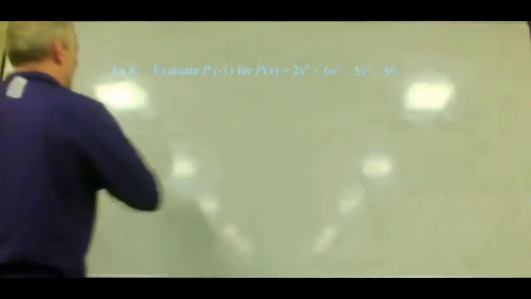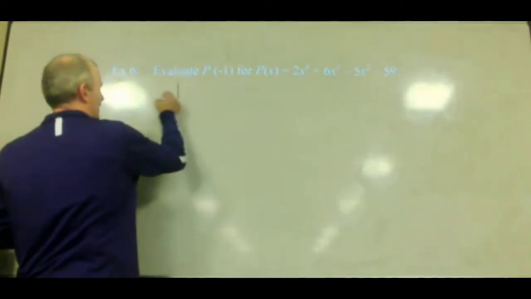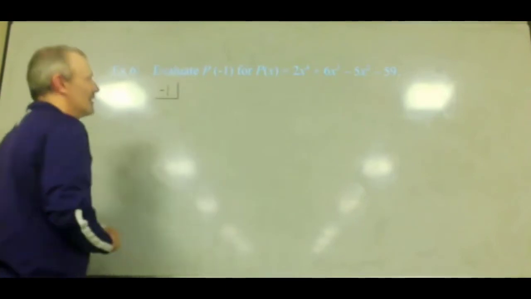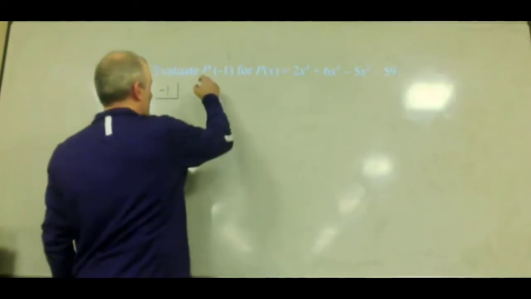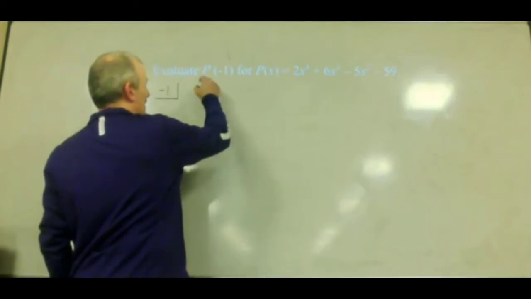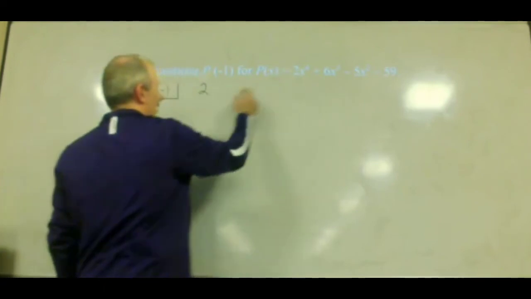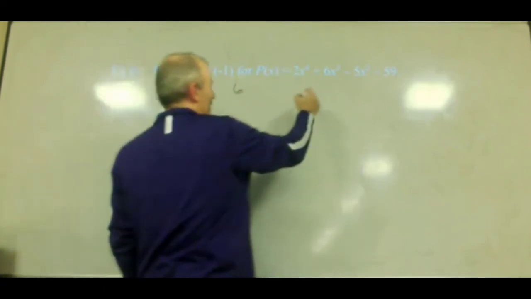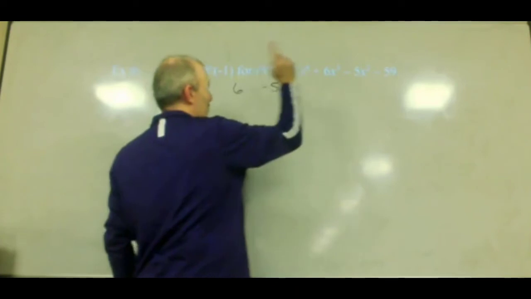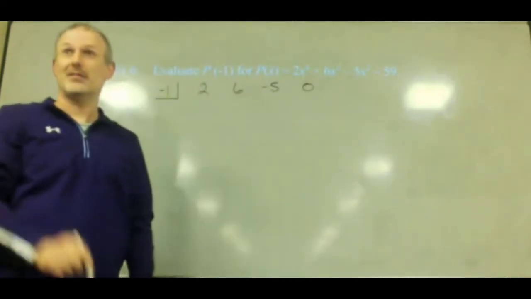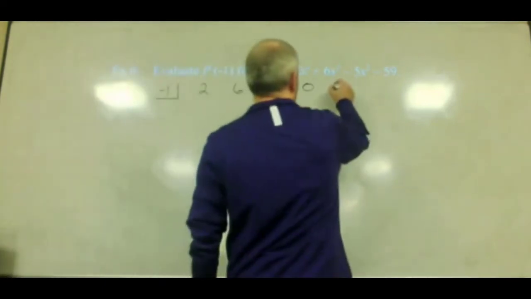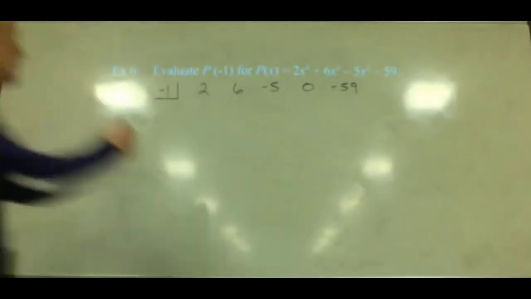I'm more confused on what to put in the first row, you know, after the negative 1. Your coefficients. Yeah. So what are we going to put there, Antonio? I don't know. 2 for x to the 4th, and then 6 for x cubed, then negative 5, and then be careful. What's next? 0. 0 for the x, because there's no x, right? And then last one is negative 59. Okay. Then you'll draw your line.